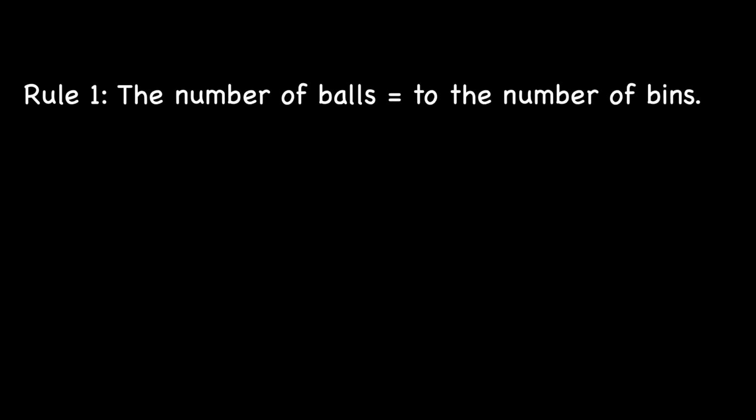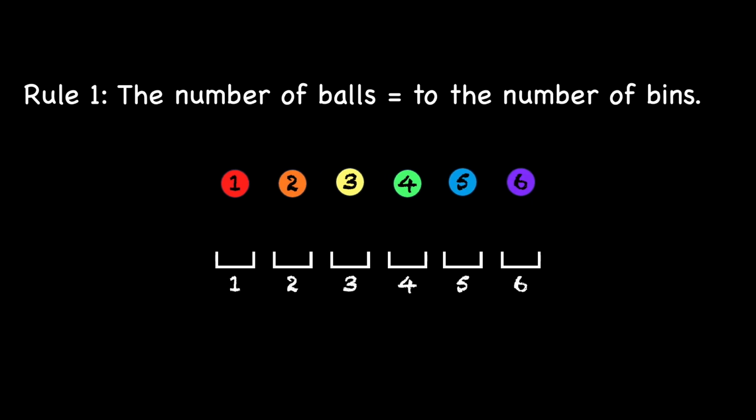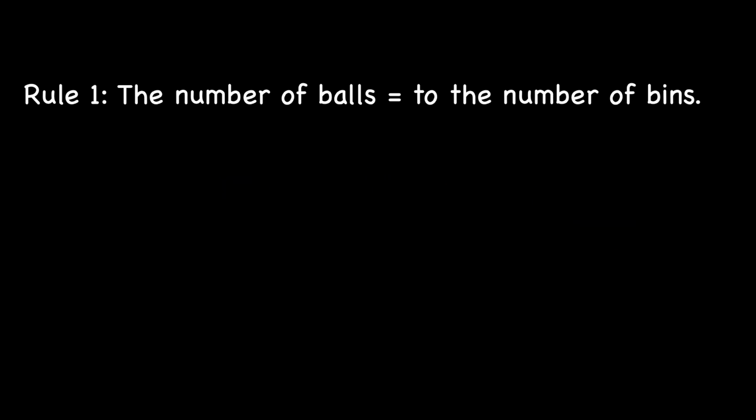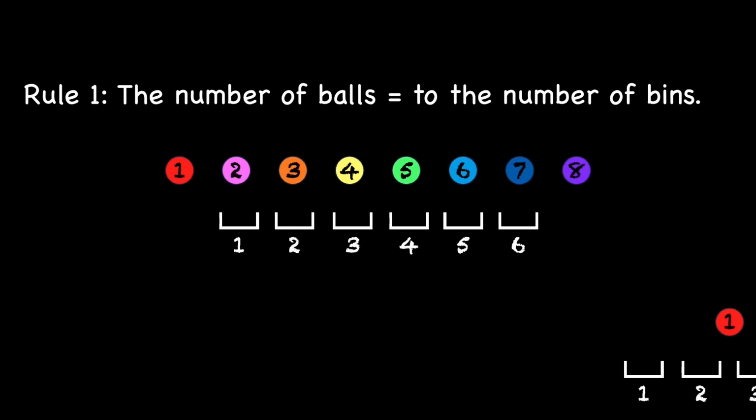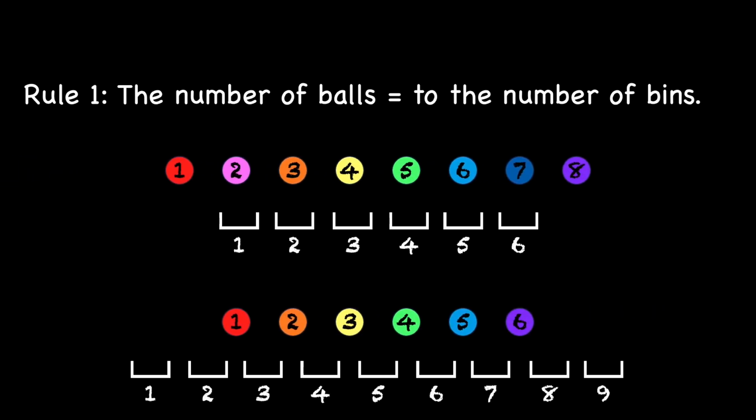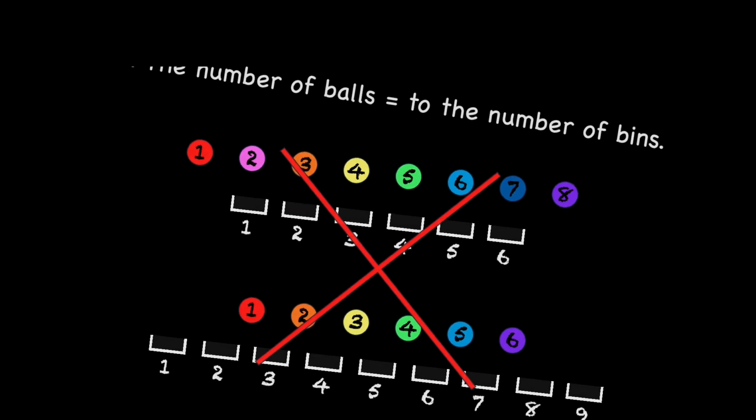Our first rule for permutations is that the number of balls must equal the number of bins. In our previous examples, we had 6 balls and 6 bins. This satisfies rule 1. Of course, we can imagine different problems, like what happens if we have more balls than bins, or if we have more bins than balls. Ain't nobody got time for that, at least not in this video. These situations violate rule 1 and thus are not part of our study of permutations.